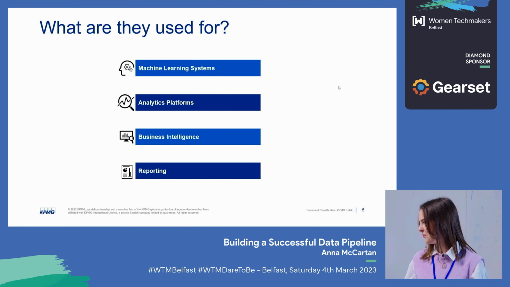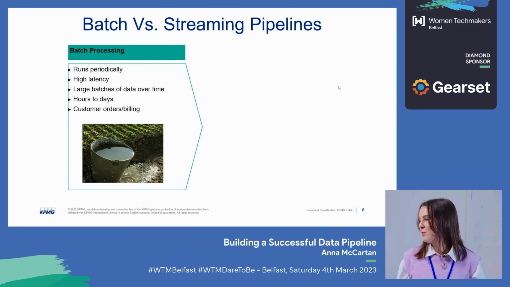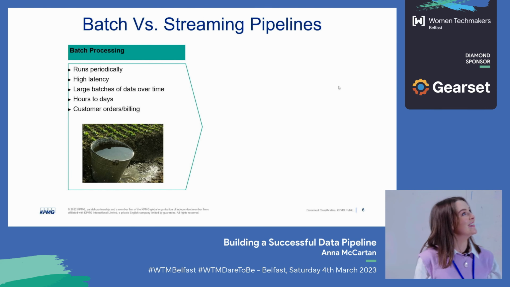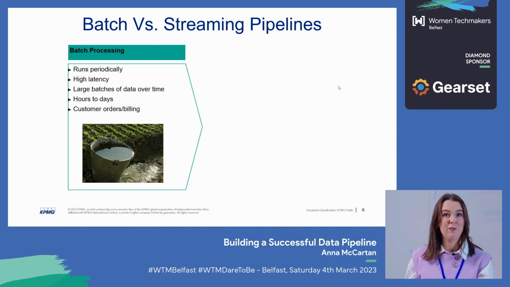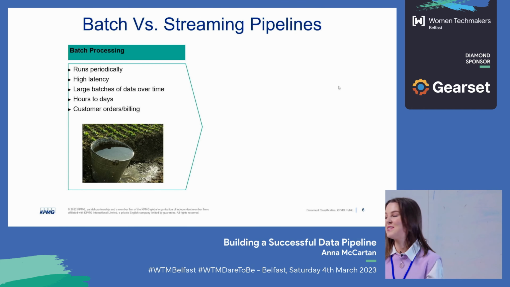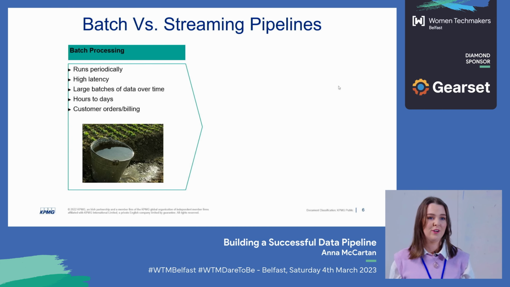I'm going to touch now on the two most common types of data pipelines, which are batch processing pipelines and streaming processing pipelines. First I'm going to talk a little bit about batch, and apologies if it's overkill on the water analogies. Think of batch processing pipelines as filling a bath. I don't know why you'd use a bucket to fill your bath, but imagine you're filling up a bucket, using it to fill your bath, and doing that over and over again.